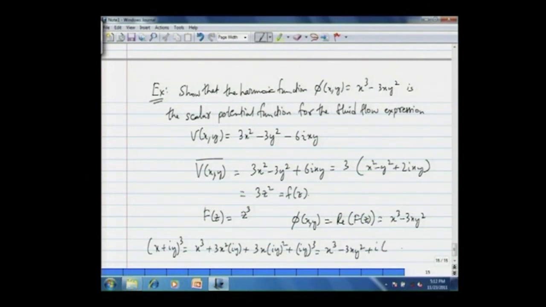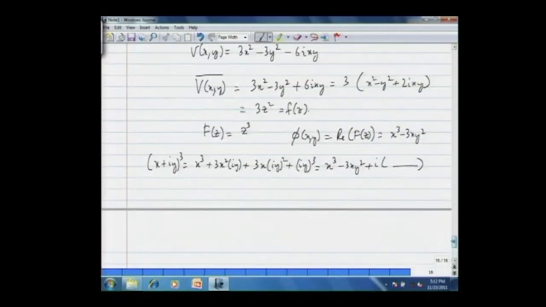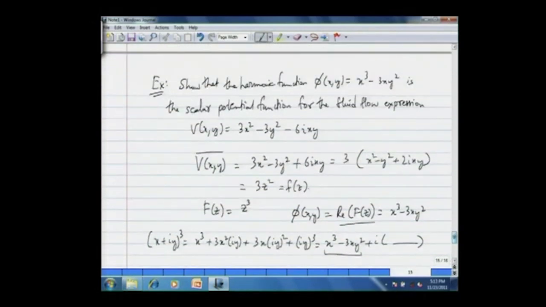And then the imaginary part I won't work out. So, you get this. Indeed the real part of this analytic function is x cube minus 3 x y squared, and it is a harmonic function because it is the real part of an analytic function, and that gives you the required phi for this velocity function v of x y.